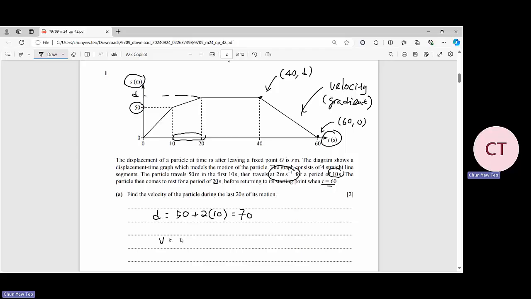Then therefore, your velocity for the last stage over here will be the gradient. That means now the D has become 70. Just use the gradient formula. Take 0 minus 70, divided by 60 minus 40, and you get the answer as negative 7/2 meters per second. So this is the answer for part A.